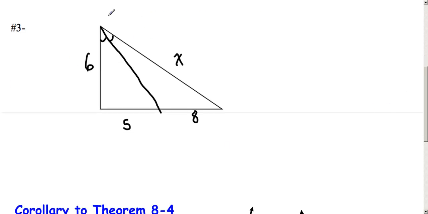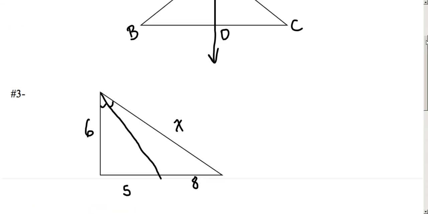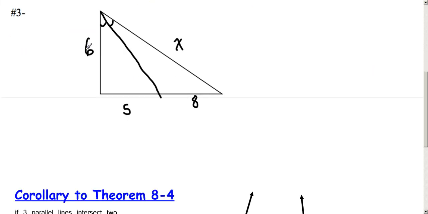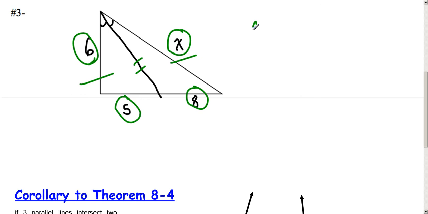Example number 3. We've got a triangle. We've got an angle bisector in that triangle. And we're looking to solve for x. So let's set up our proportion. The triangle angle bisector theorem says that if we've got that angle bisector, then this to this is proportional to this ratio, x to 8. So 6 is to 5 as x is to 8.